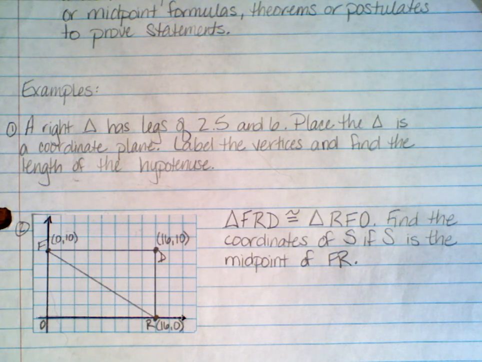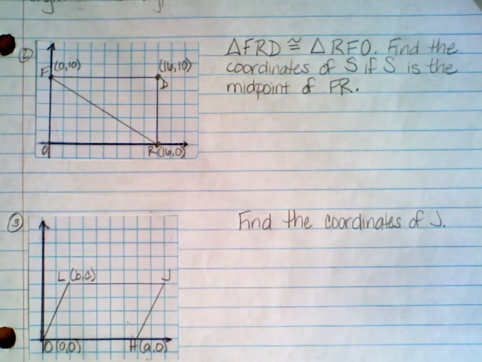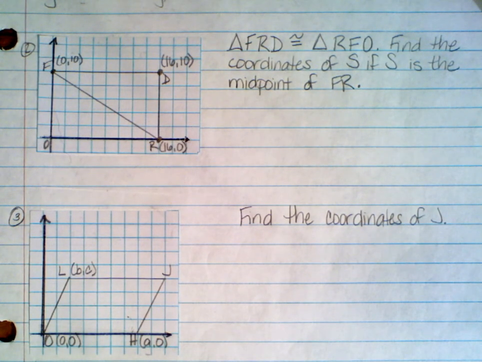So use the midpoint formula to find where point S is if it's halfway, or at the midpoint, or bisects line FR. Again, I think you should be able to do that. This next problem really isn't too tricky. A lot of people get a little bit nervous when they see problems like this, and we'll look at a number of these types of problems. I want to know, what is the coordinate of point J? Again, I've put one of the vertices on the origin, so the ordered pair there is 0, 0.